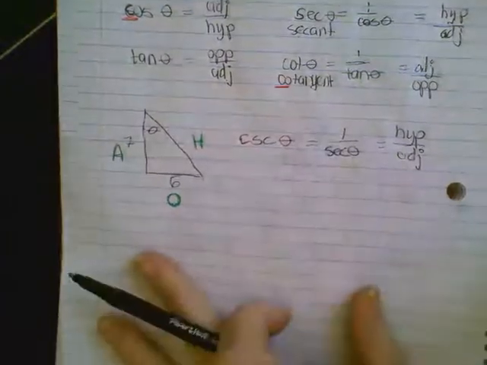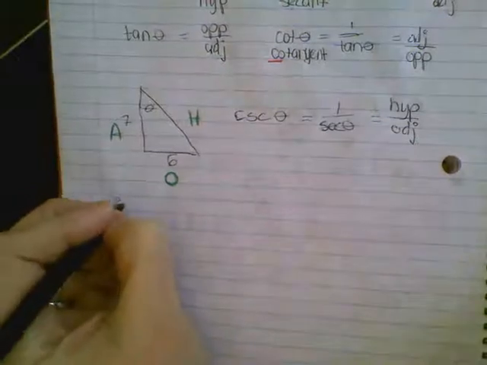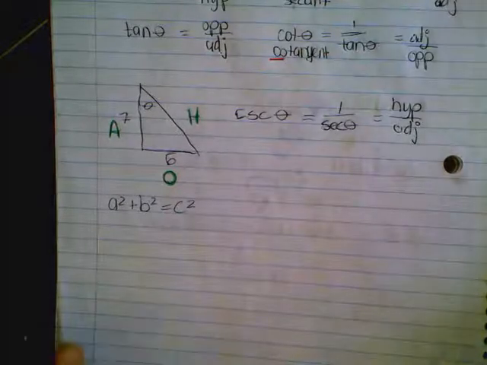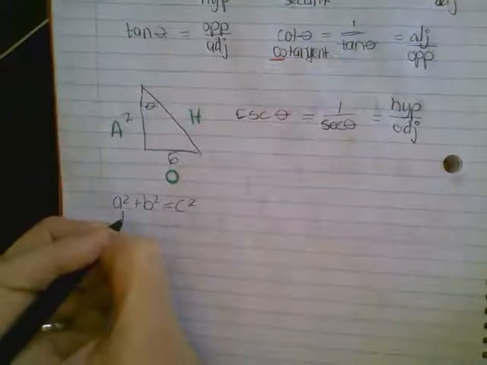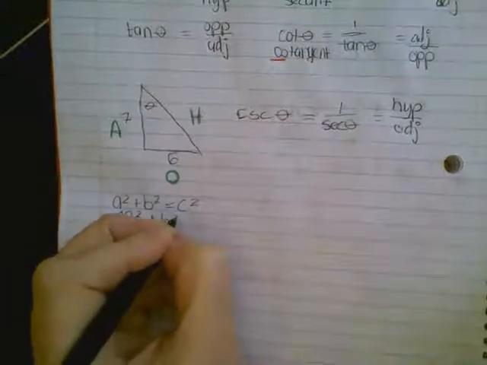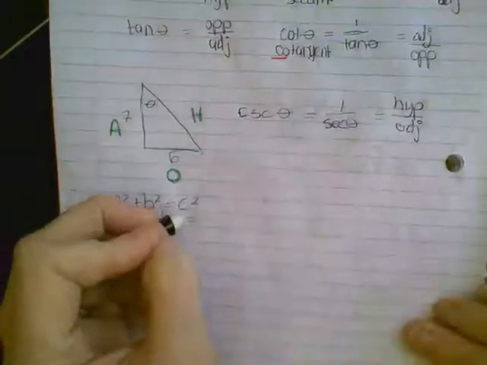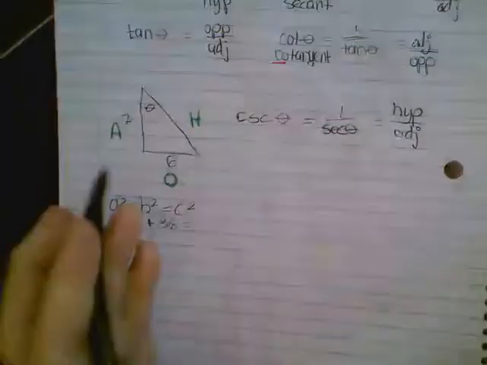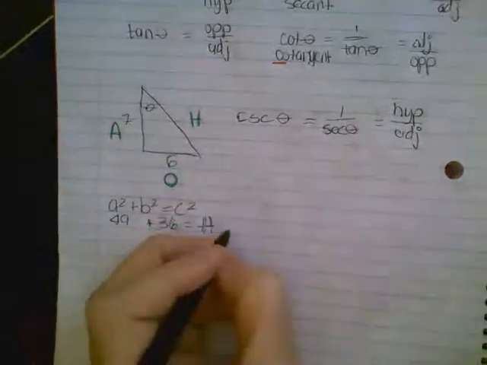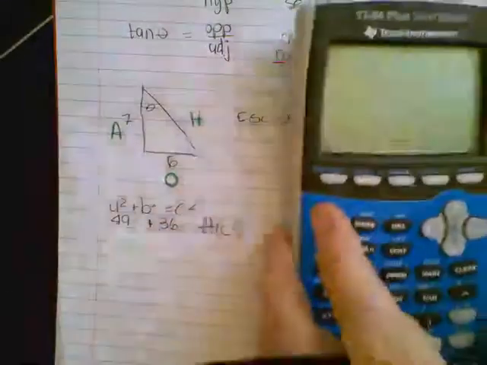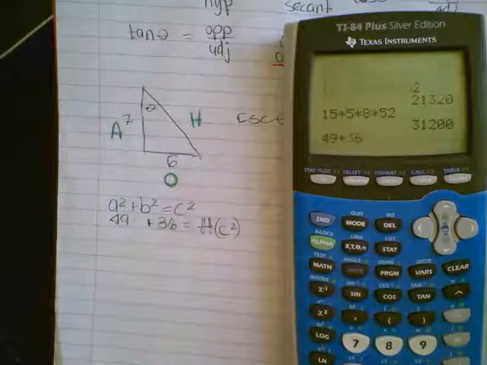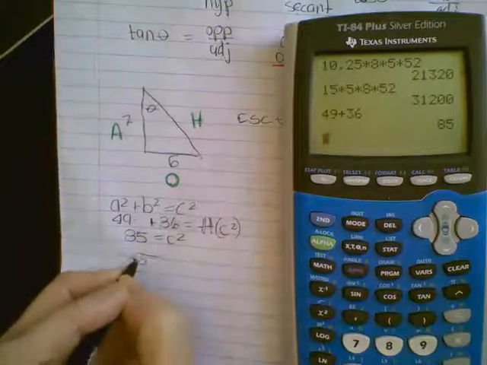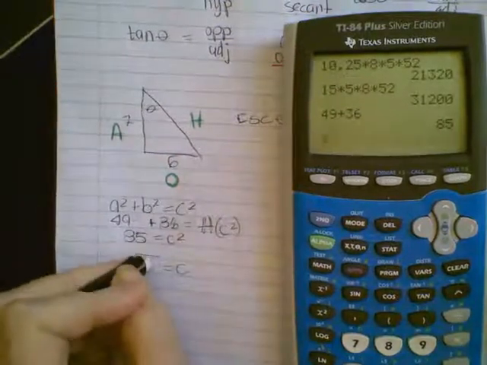In this triangle, I have opposite, I have adjacent, I don't have the hypotenuse. So I'm going to have to solve for the hypotenuse. So using Pythagorean theorem, a squared plus b squared equals c squared. We've done this a whole bunch of times. So I'll say that a is 7, 7 squared plus b squared, that's 6, 6 squared is equal to the hypotenuse, which is c squared. 49 plus 36 is 85, which is equal to c squared. So c is the square root of 85.